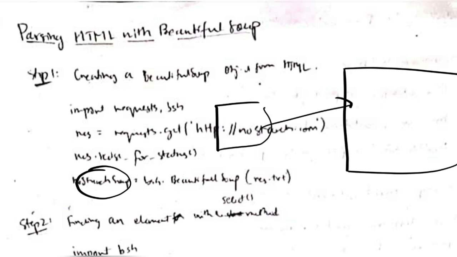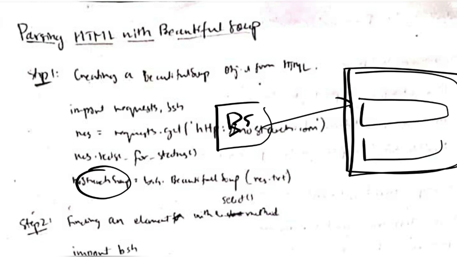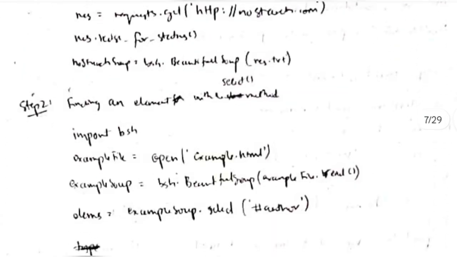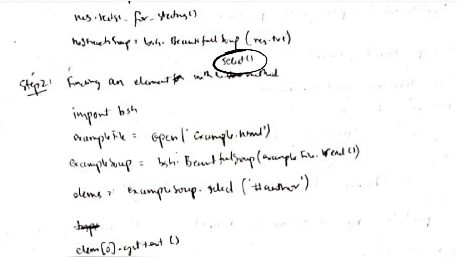Suppose that this is the object of Beautiful Soup, we have created this for the particular web page result.txt. Now we have to extract the information from here. How can we do that? Find the element with the select method. We will be using the select method to select what element we want to display, okay.